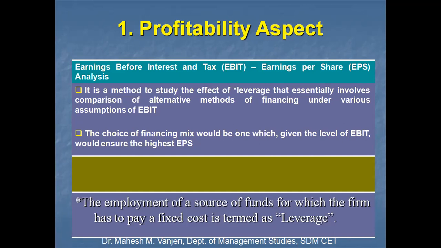What is the summary of the first factor? The finance manager should consider that financial plan which ensures the highest earnings per share for its shareholders. What does that mean? It means it ensures maximization of shareholders' wealth. In this way, profitability influences the capital structure design decisions. I'll consider 3, then I'll go for your questions, if any.